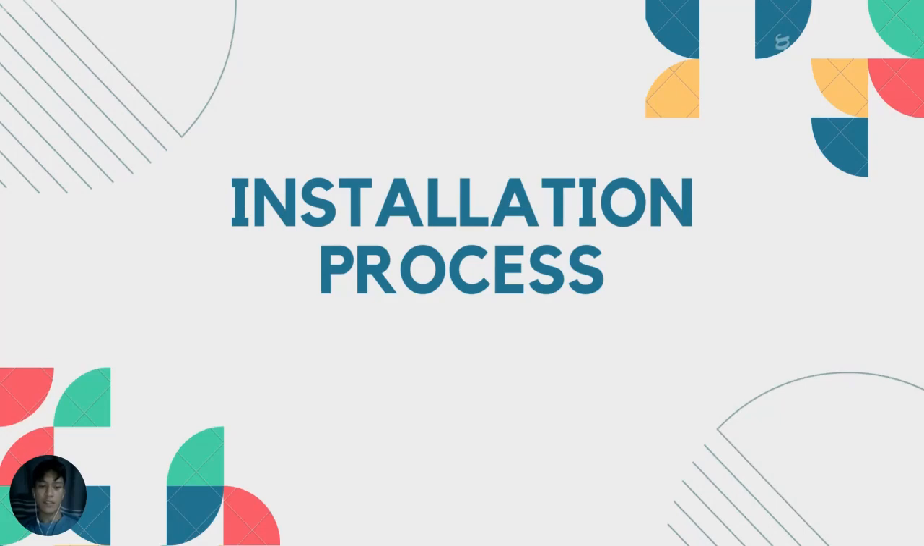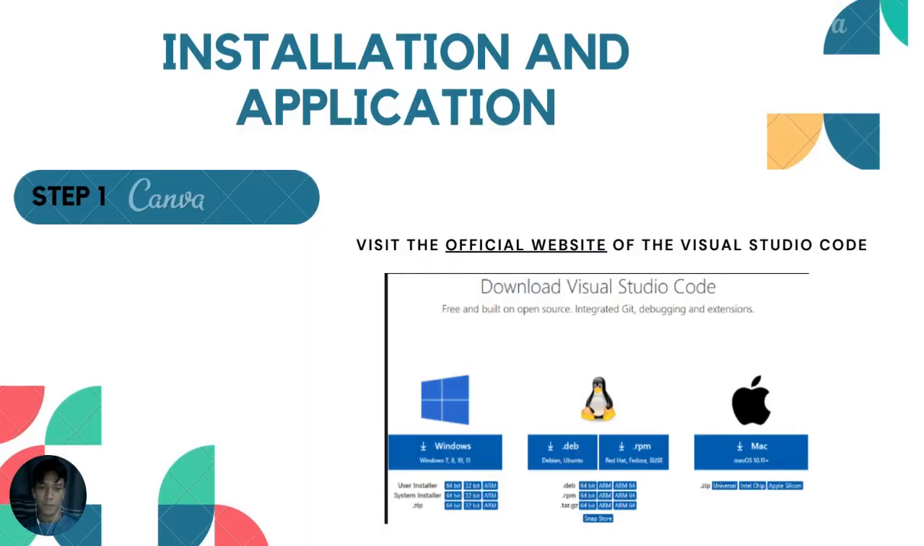Installation process. The first step to install the application of Visual Studio Code is to visit the official website of Visual Studio Code using any web browser like Google Chrome, Microsoft Edge, etc.